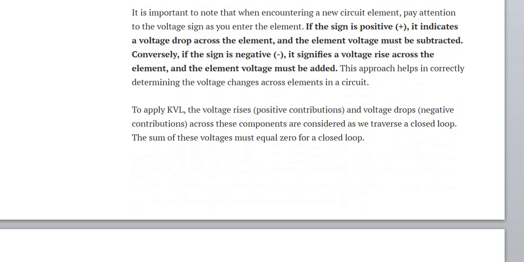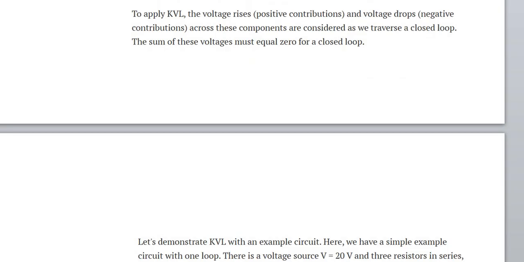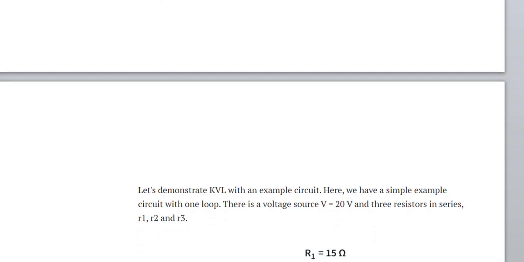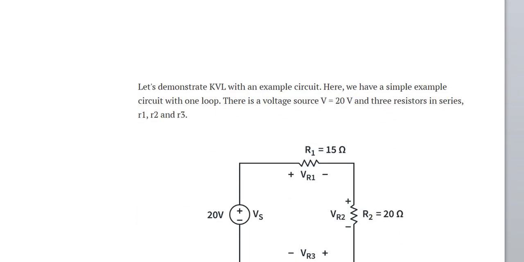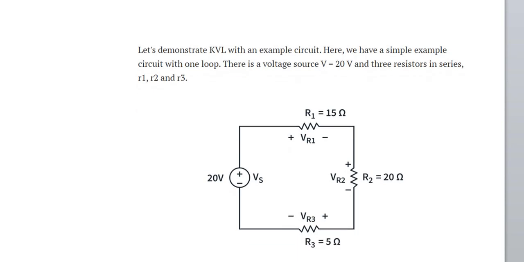To apply KVL, the voltage rises as positive contributions and voltage drops as negative contributions across these components are considered as we go around the closed loop. The sum of these voltages must equal zero for a closed loop. Let us demonstrate Kirchhoff's voltage law with an example circuit.